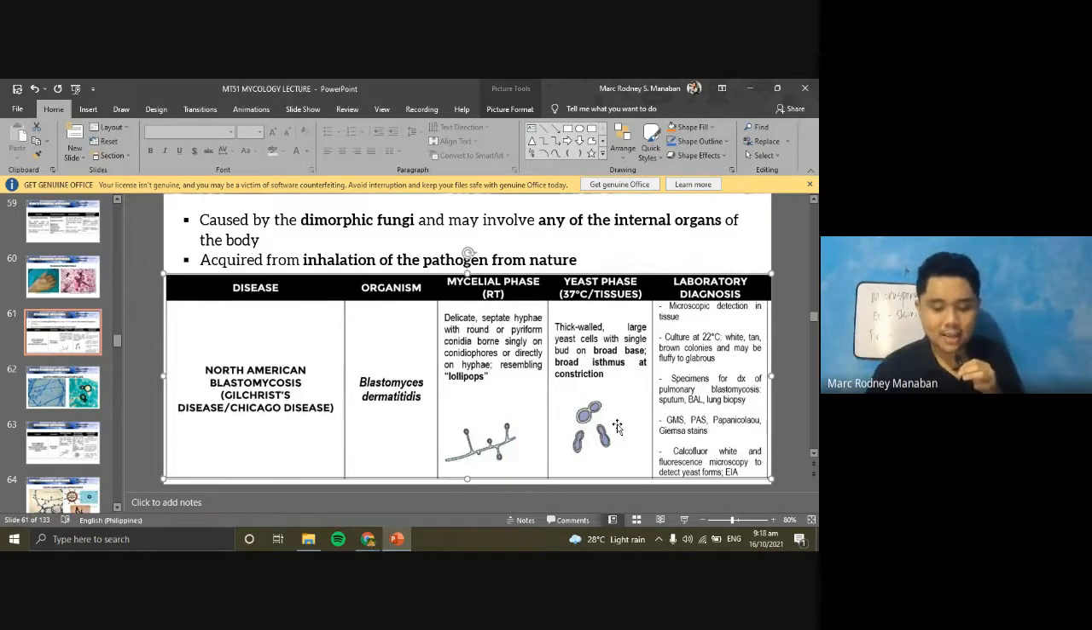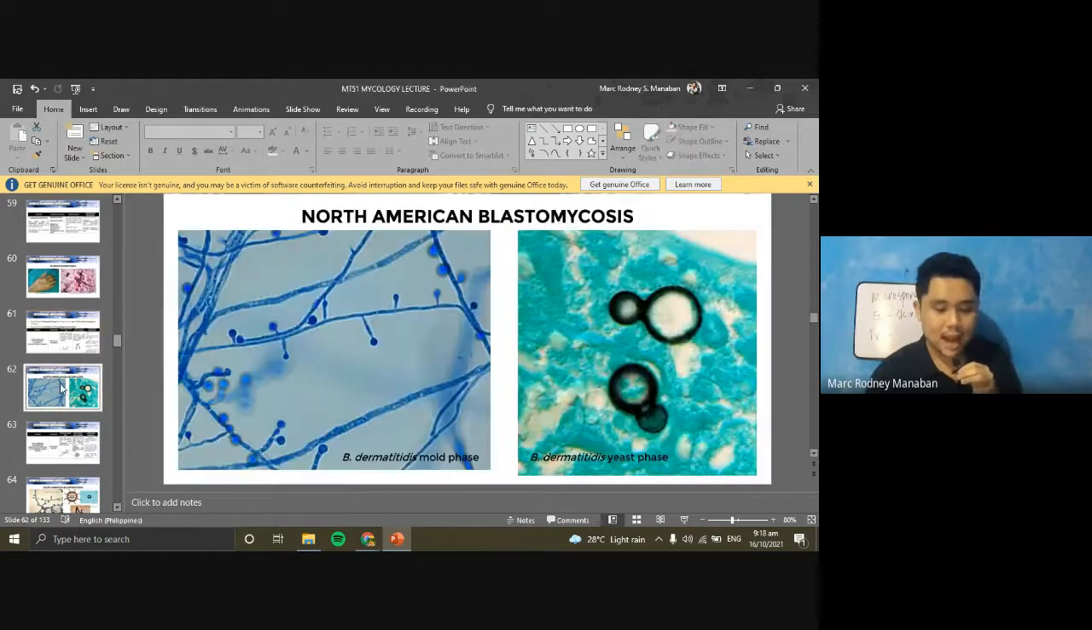All right. So here's an example, or here's the morphology. As you can see, lollipop. Di ba? Parang lollipop. Conidiophore, the stalk or branch, and this is the conidia. Okay? And then again, as you can see, the yeast phase, broad base, and then you have a broad neck. All right? And then the daughter cell is small.